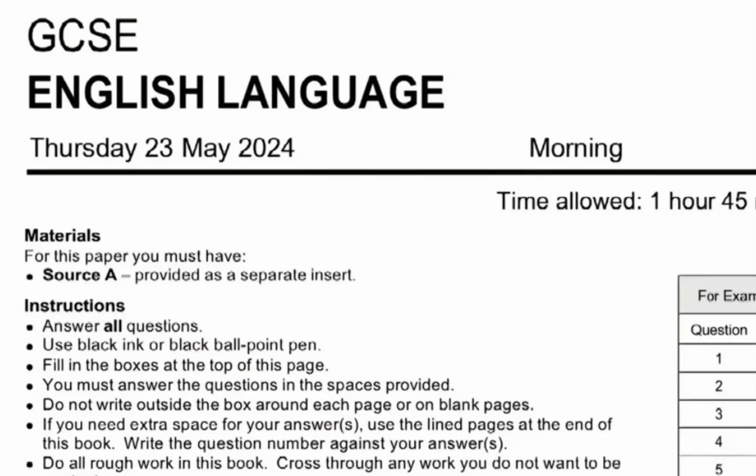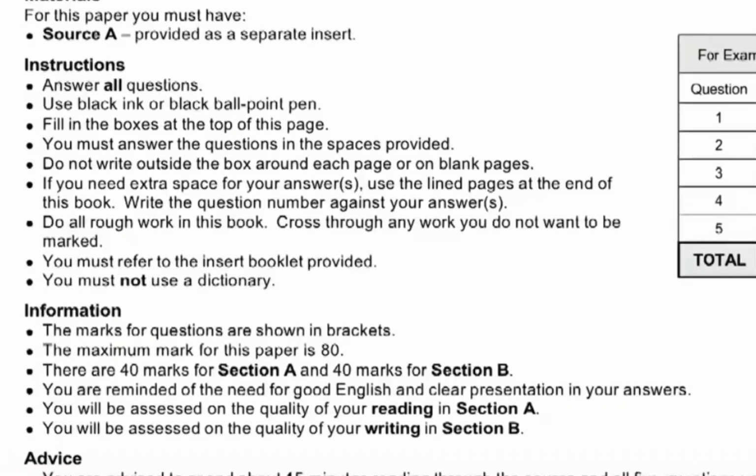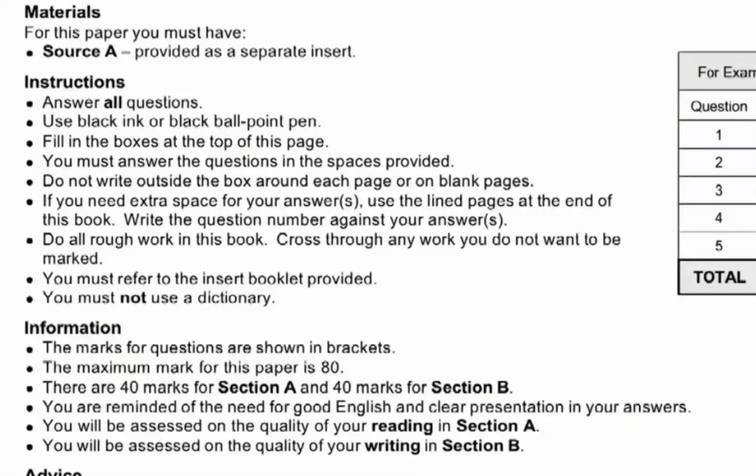Now, English language paper 1, as you all know, is taking place next week, on Thursday, the 23rd of May, 2024. The exam is 1 hour 45, as you can see. And if I just scroll down, the exam paper is out of 80 marks. Section A is out of 40, and section B as well, it is also out of 40. So in total, it's out of 80 marks. In section A, you have 4 questions to answer, and in section B, you have 1 question to answer, which is your creative writing.